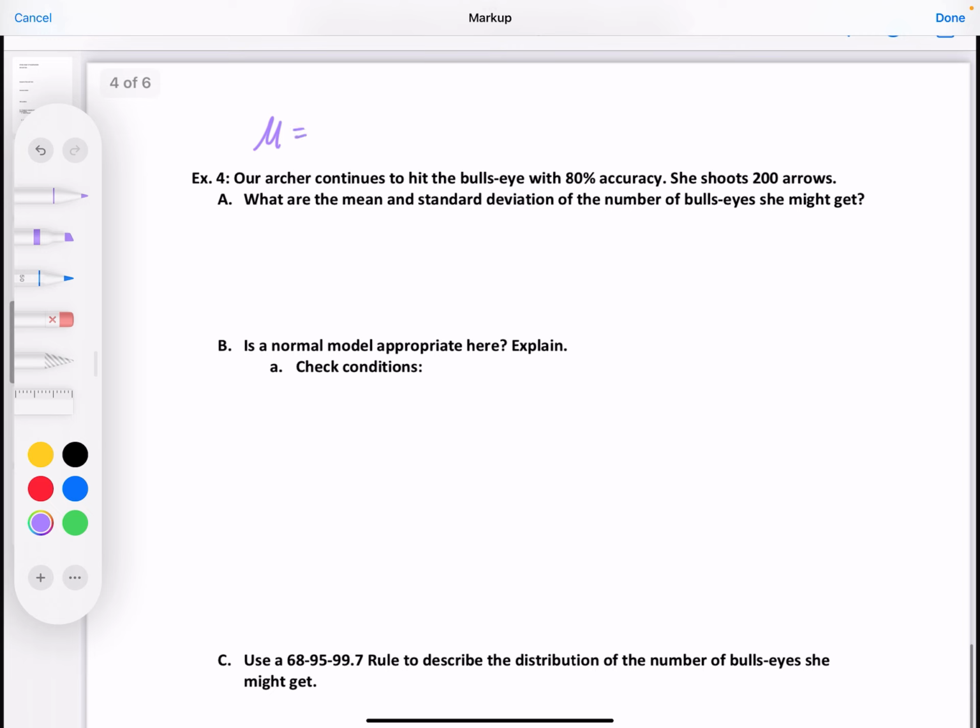The mean is n times p, where n is the number of attempts. So 200 is going to be our n. P is 80%.